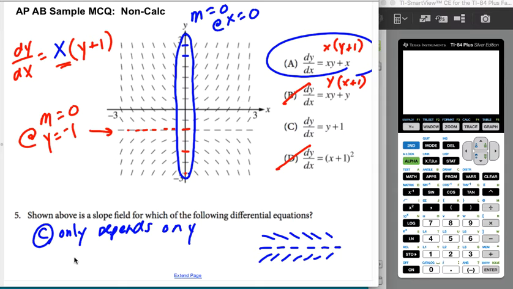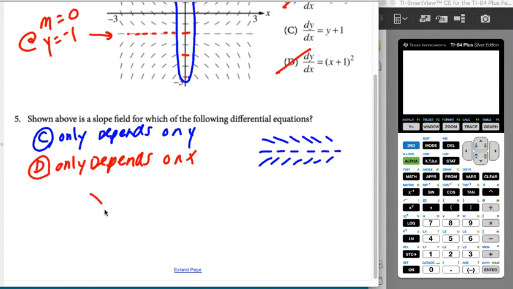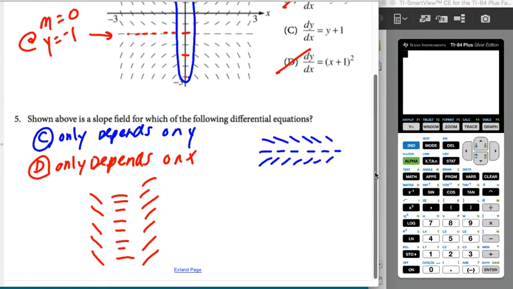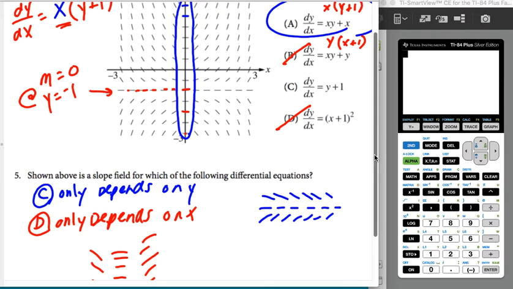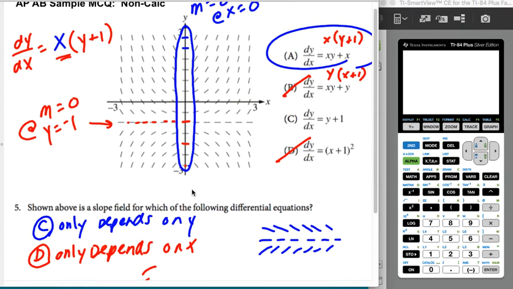By the same argument, answer D only depends on x. If you see something that only depends on x, then it's going to have the same slope for every vertical line, and a different slope that's the same for the next vertical line, etc. But it's going to have slopes that are all the same along a vertical line, and that's not what's happening here. These all vary depending on both x and y, which immediately eliminates C and D. So that's the idea, but the answer is A.